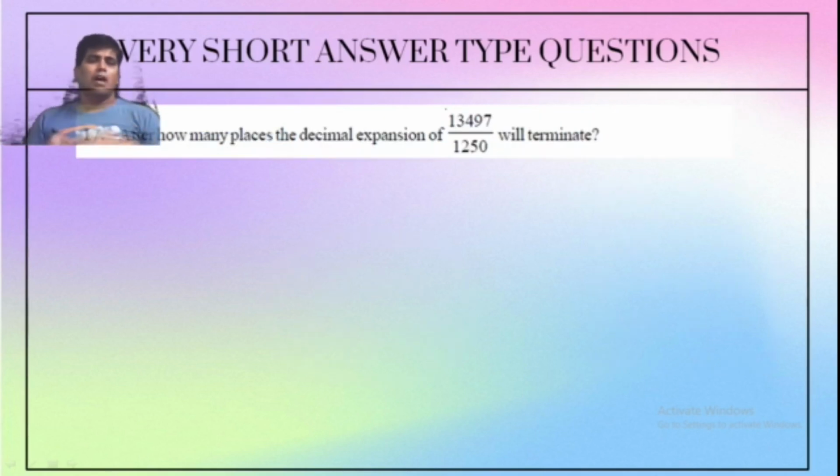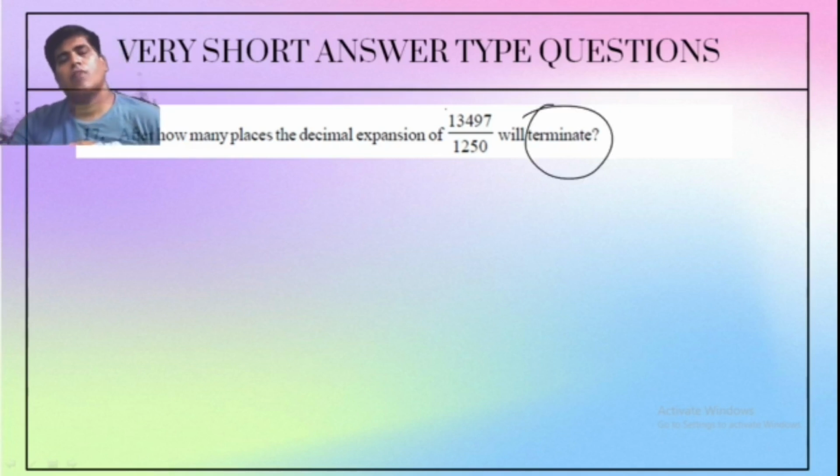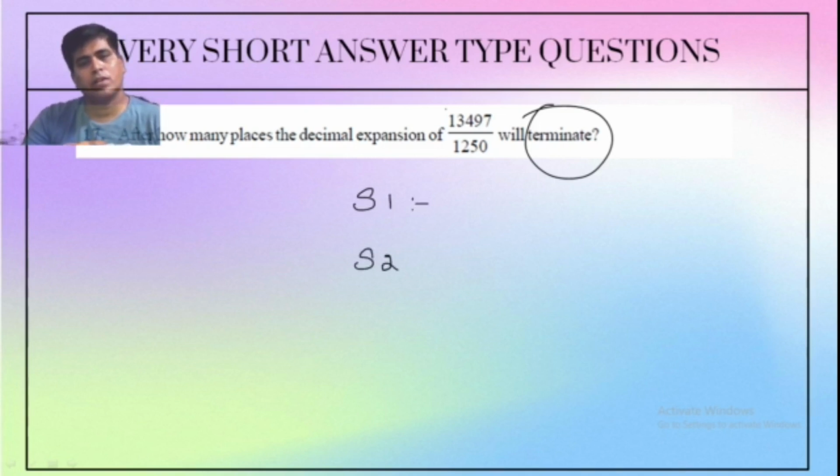17th question. After how many decimal places will this decimal expansion terminate? It is already given that it is a terminating decimal. So after how many digits does it terminate? We'll go for step 1, step 2, step 3. What is step 1? Just recall step 1. The given number, in p by q form, should be in standard form. Yes, this number is in standard form.